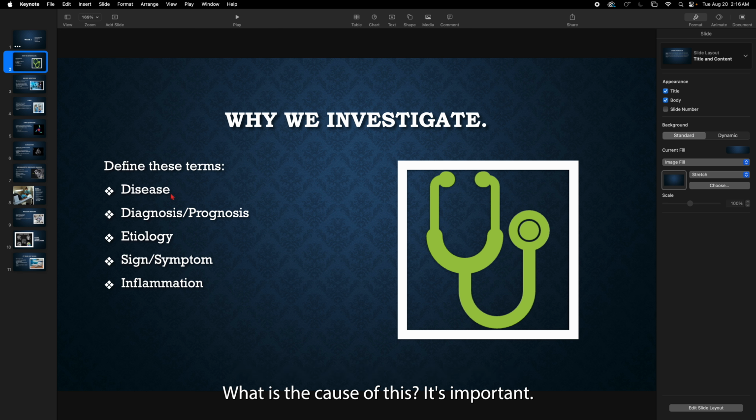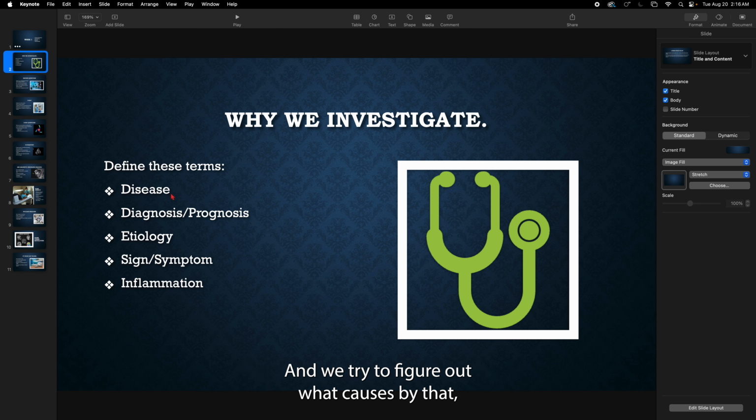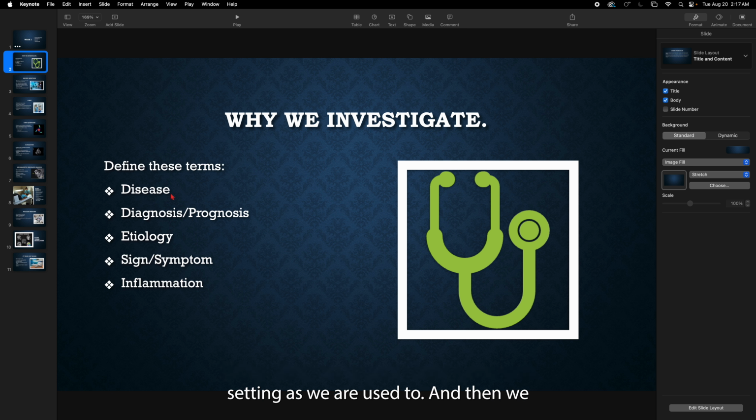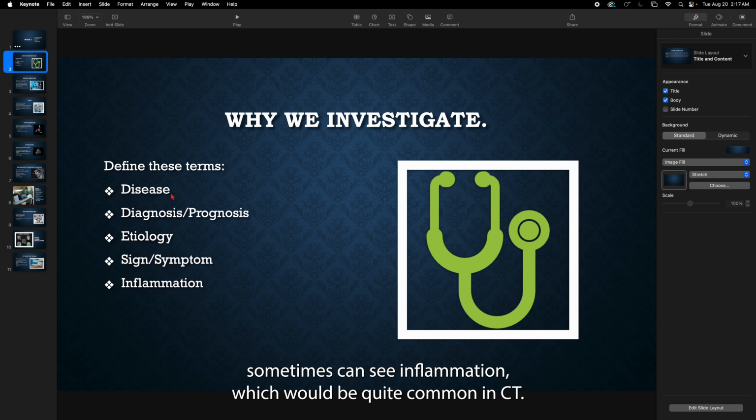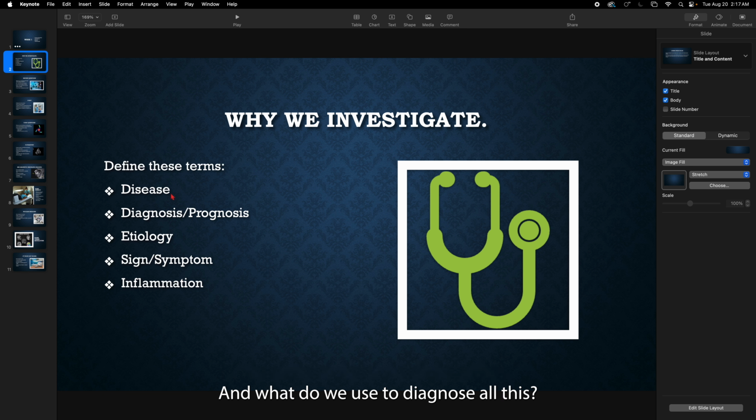It's important. And we try to figure out what causes it by identifying the signs and the symptoms. Objectively, what can we observe? Subjectively, what can the patient describe? I'm having pain. My head hurts. I feel nauseous. Things that you cannot directly measure, not in the clinical setting as we are used to. And then sometimes you can see inflammation, which would be quite common on CT.